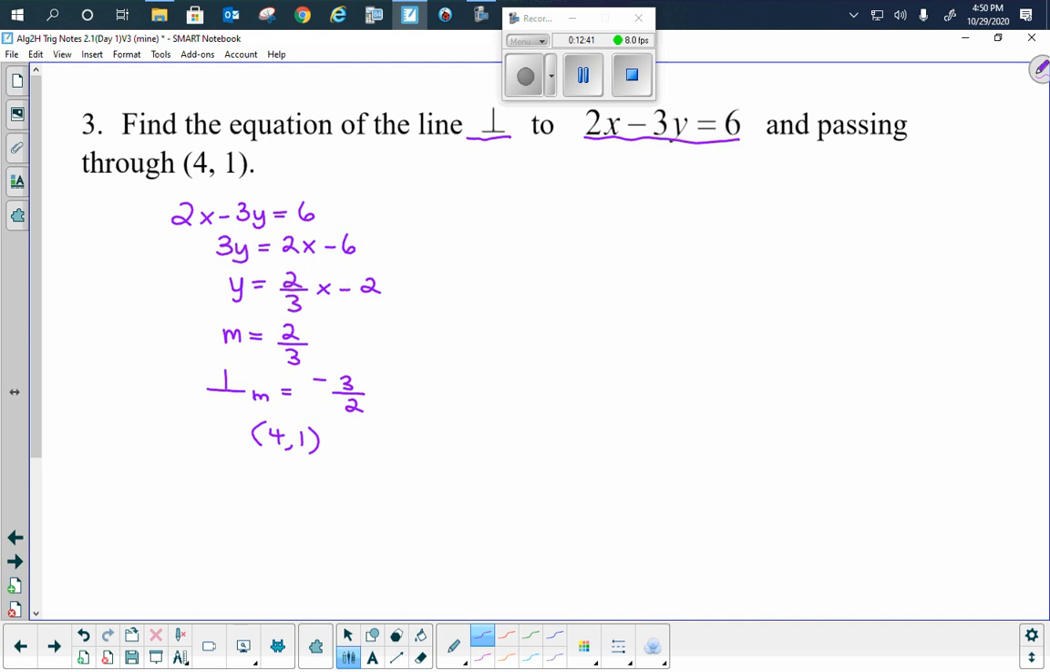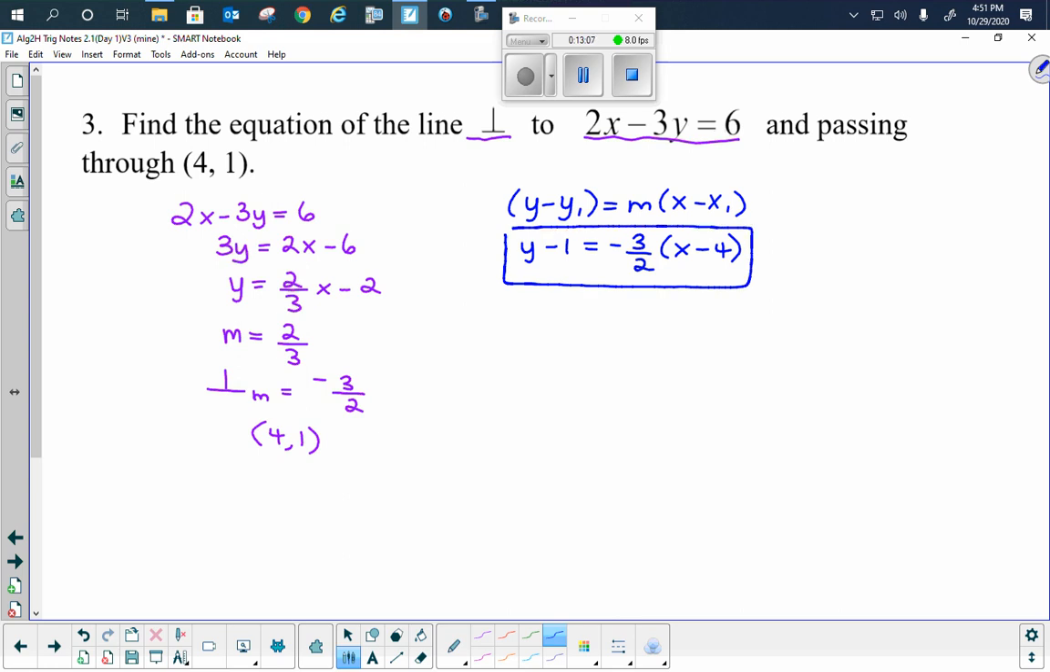So as long as I've got a point and a slope, again, I'm going to start out with my point slope form. y minus y1 equals m times x minus x sub 1. And here we go. So y minus 1 equals our slope of negative 3 halves times x minus 4. And I just want to practice with you. Let's pretend that I asked you to give this to me in point slope form. Well, at that point, you are finished. That is point slope form.